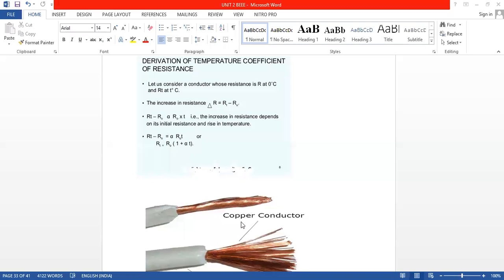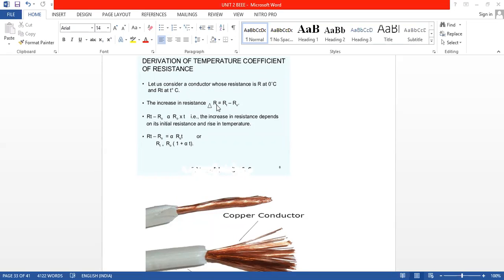Let us consider a conductor at 0 degrees centigrade temperature, and let R naught be its resistance. Let us consider the same conductor after a certain period of time, with a new, increased resistance at a new temperature. What is the new temperature? T. Any doubt? You can ask. The new temperature is T. So what is the change in the resistance?